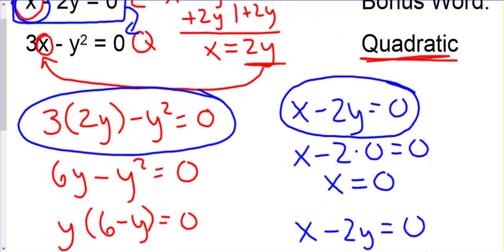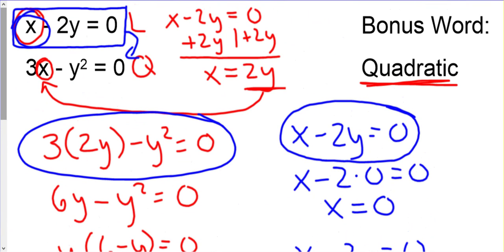You can always go back and check your answers with the original equations, never with a modified equation, but check with the original equations to make sure that it does work out. You would say 0 minus 0 equals 0, that checks out, and 0 minus 2 times 6 equals 0, and it checks. You want to check with both equations for these.